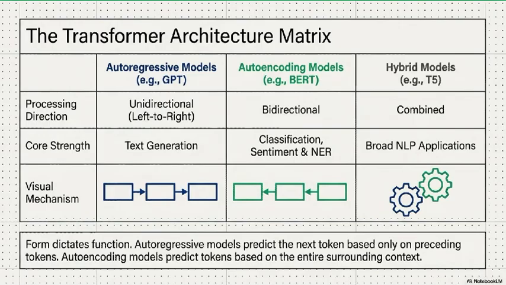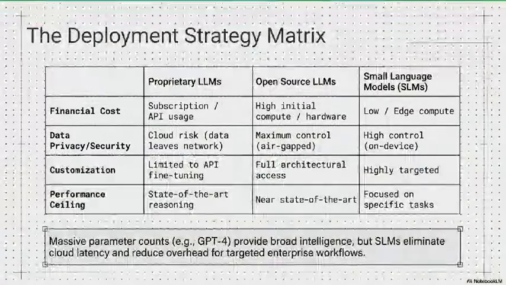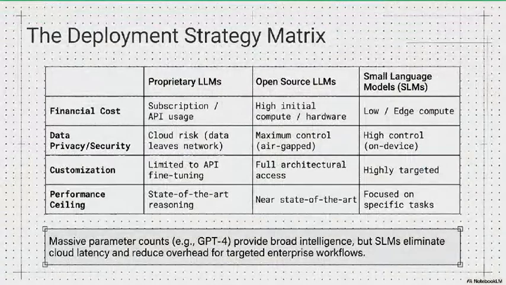Let's walk through them. The first path is deploying via proprietary LLMs. This is your GPT-4, your Claude. You are paying for a subscription or an API. But the major flag here is data privacy. The document lists it as a cloud risk.